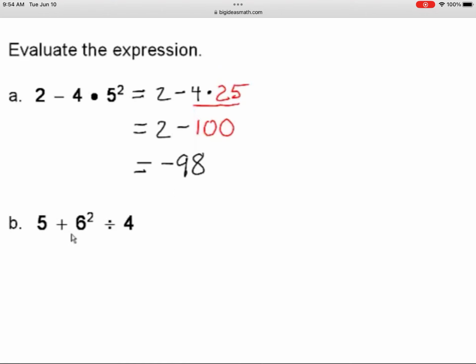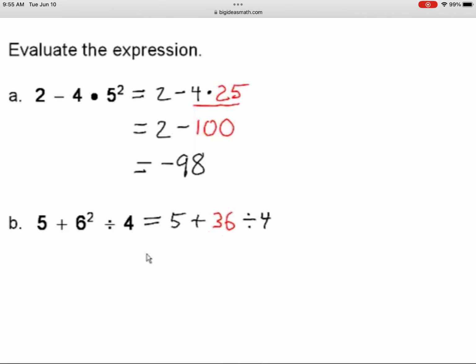5 plus 6 to the second power divided by 4. Use the order of operations to take the first step toward evaluating this expression yourself. By the order of operations, we look for parentheses first, and there are none, so next we look for exponents. So we have the expression 6 to the second power that we should evaluate first, and 6 to the second power is 6 times 6, or 36.